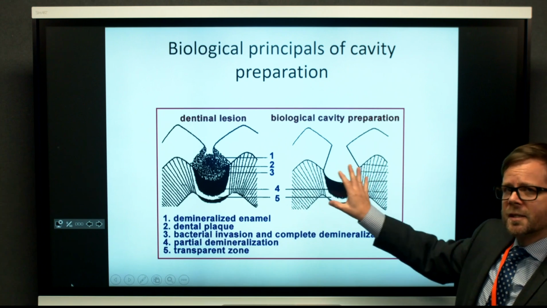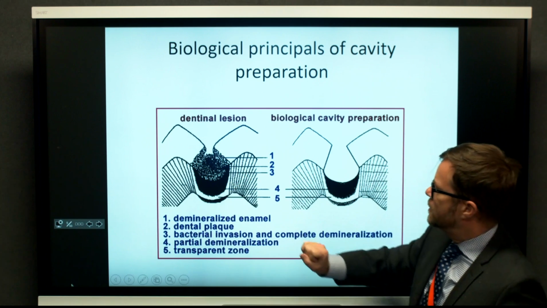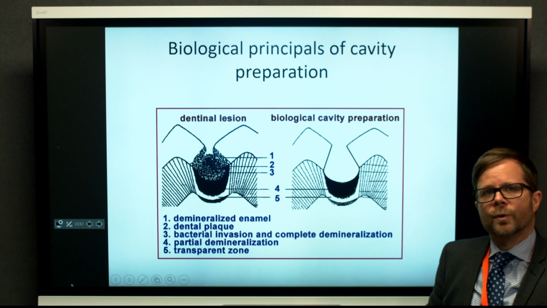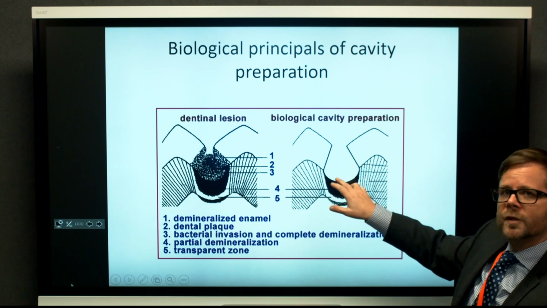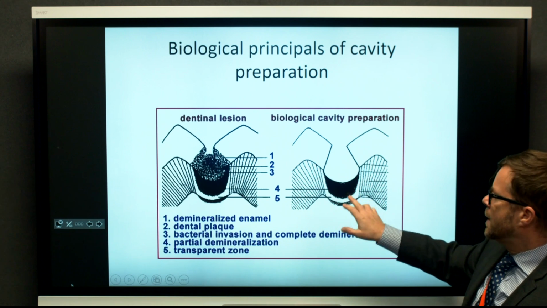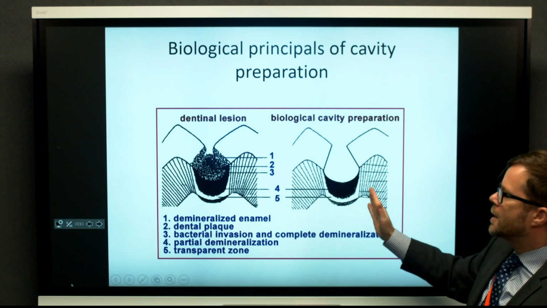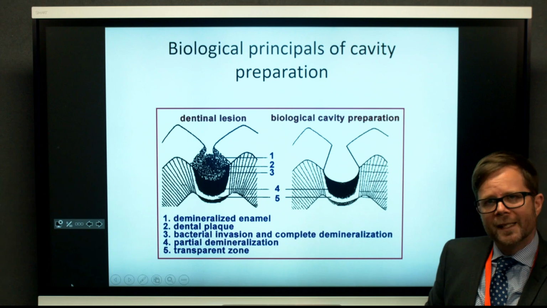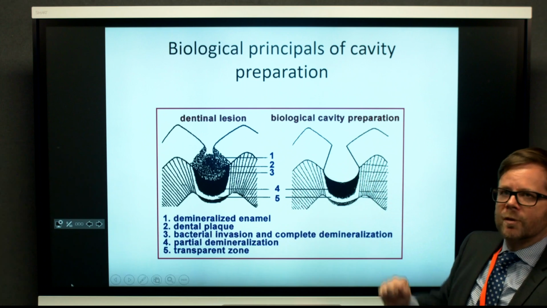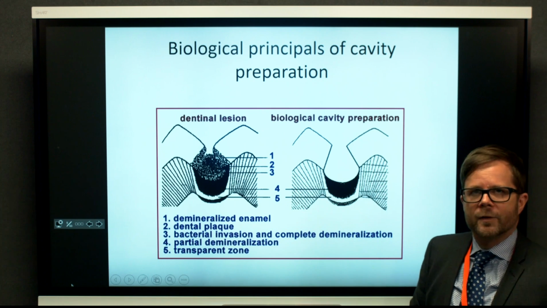So this is more of what we're aiming to achieve. Here again is our dentinal lesion, and you can see here that in the biological cavity preparation approach, we're retaining more of the tooth structure because we're retaining this partially demineralized area and transparent zone, the so-called affected zone. So rather than cutting that away as we would have in the past, we're retaining that part of the tooth, remineralizing it, and then placing a restoration to seal this area against bacteria from the oral cavity.